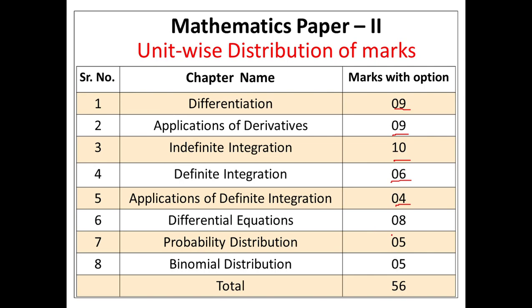Sixth lesson is differential equations which carries 8 marks with option. Seventh lesson is probability distribution which carries 5 marks with option. And eighth lesson is binomial distribution. It carries 5 marks with option. So total 56 marks paper will be there for mathematics paper 2. You have to attempt for 40 marks.